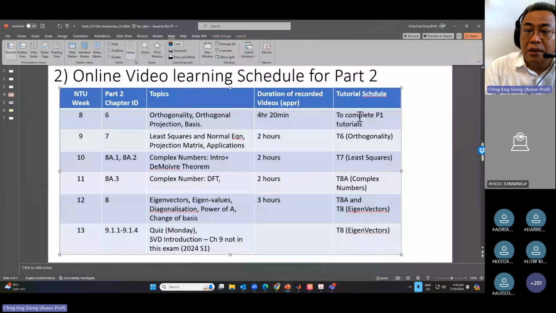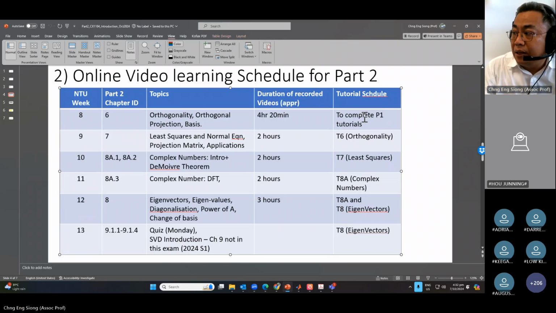Tutorial schedule. In this week, if your tutors have already finished part one, then there are no tutorials for you. But if not, then they can use this week to finish part one, as in week 1 to 7. And for tutorial 6, we will begin from next week. We'll do it at a very fast pace. This is the pace that we're going to do it in.